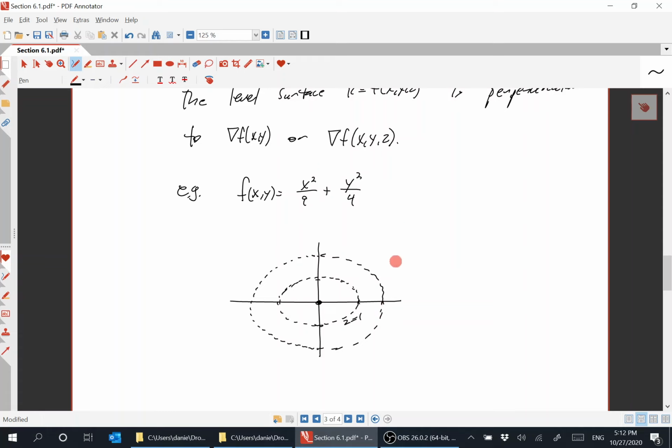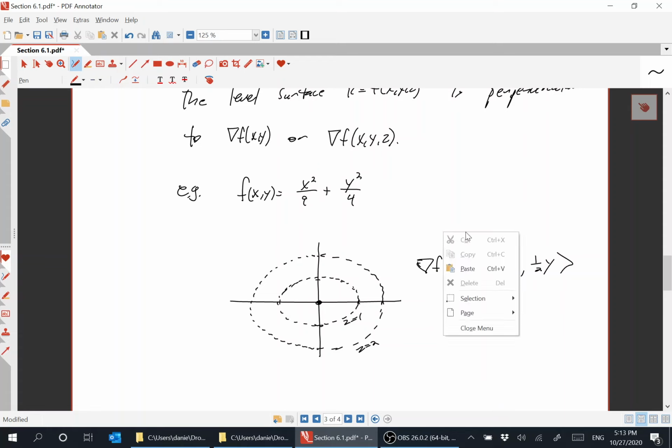Now the gradient vector field, so these are the level curves. The gradient vector field is going to be what? Well, the partial derivative of f with respect to x, which is going to be 2 over 9 x plus 0, comma, the partial derivative of f with respect to y, which is going to be a half y plus 0. So that is the gradient vector field, and that's what it looks like as an arithmetic expression.